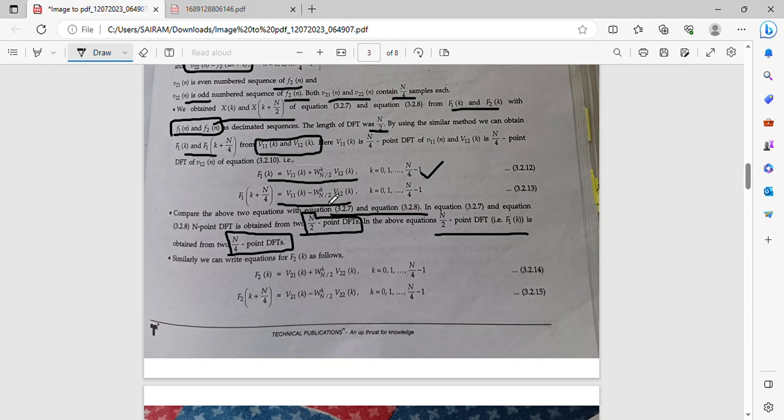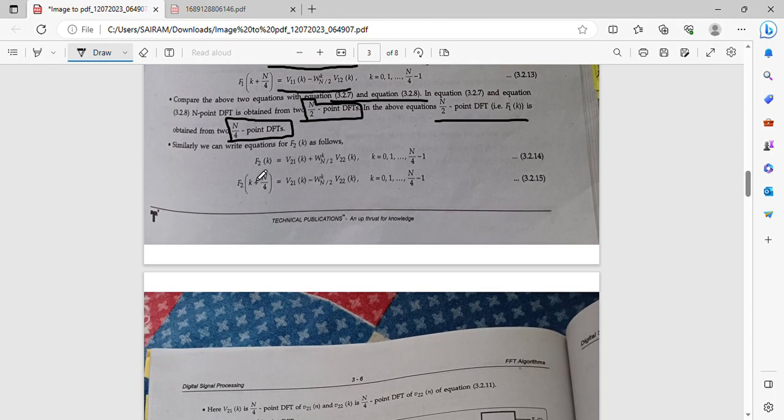Yes. So I guess you understood things in a better manner. So yeah, now we can write the equation for f2 of k.